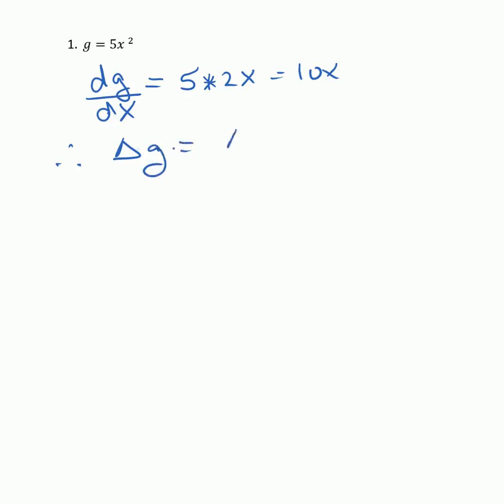Okay, here's our first function, g equals 5x squared. So the first thing we do is we take the derivative of g with respect to x. And that's the same as 5 times 2x, which is 10x. Therefore, delta g is going to be delta x times the derivative, which is 10x. If x was a negative number, we would want to make sure we took the absolute value. That's all.